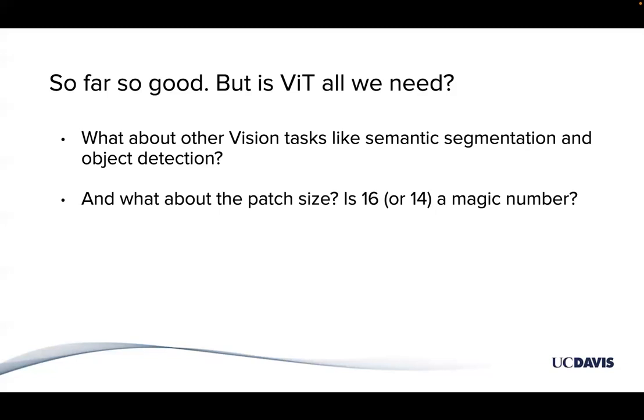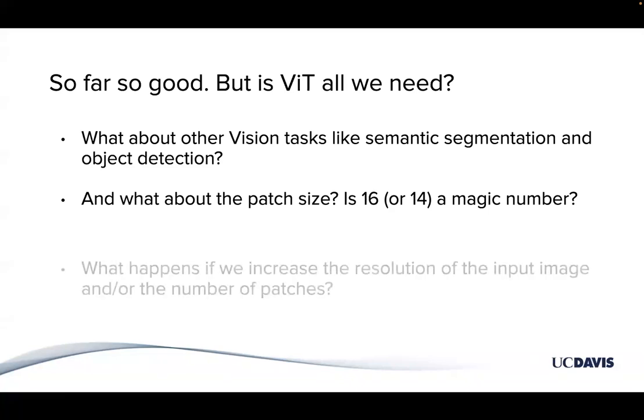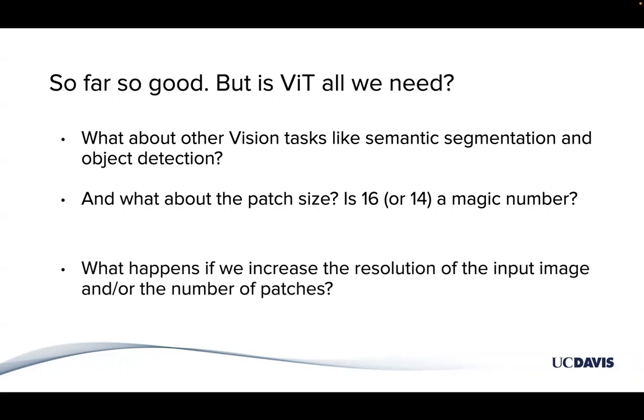But these are all hyperparameters, right? Then the questions will come: what happens if we increase the resolution of the input image or the number of patches, etc.? But how do convolutional neural networks deal with these problems? These problems are common in both cases, right? Whether our model is a transformer or a convolutional neural network.